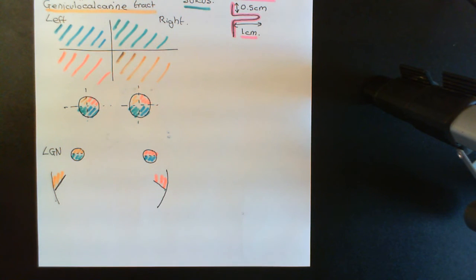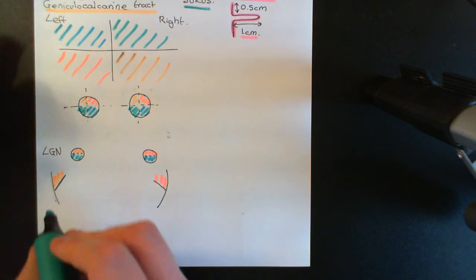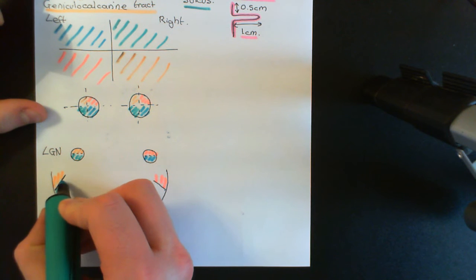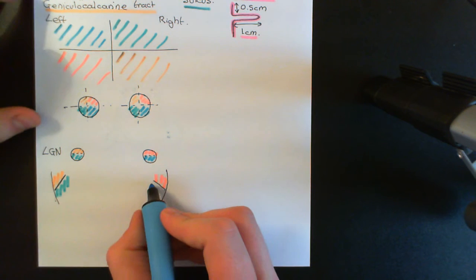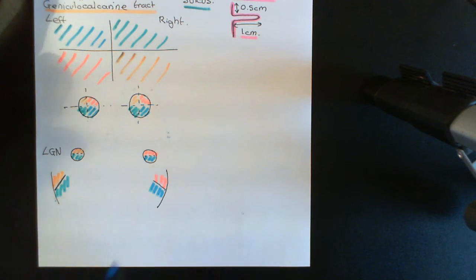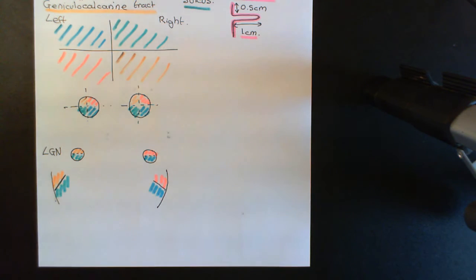Whereas the fibres from the inferior portions of the lateral geniculate nuclei are going to go to the portions of the primary visual cortex underneath the calcarine fissures, the inferior portion of the primary visual cortex. So colour that in turquoise and colour that in blue. So why have I bothered to do all of this? So that I can show you which portions of the primary visual cortex are going to process information coming from the different portions of the visual field.